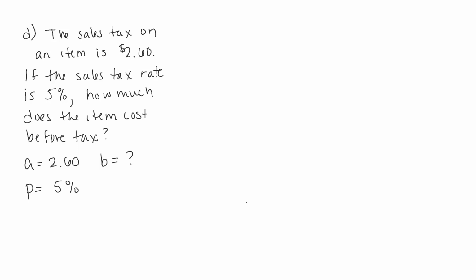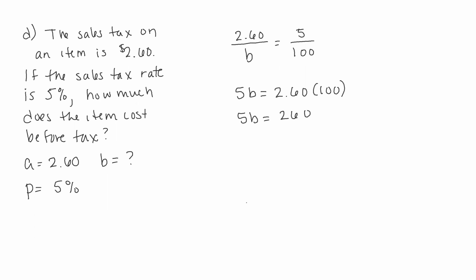Okay. So in this case, we'll use the percent proportion. So we would take A, the amount of the sales tax. We would put it over B, the base, or the cost of this item before tax. We don't know what that is. And it's going to equal the percent, which is the sales tax rate, over 100. So just like with any proportion, I would cross multiply. I get 5B equals 260 times 100. So I get 5B equals 260. I need to undo the multiplication of 5 and B. So I would divide both sides by the coefficient of B, which is 5. The 5's on the left cancel. So I'm left with a B.